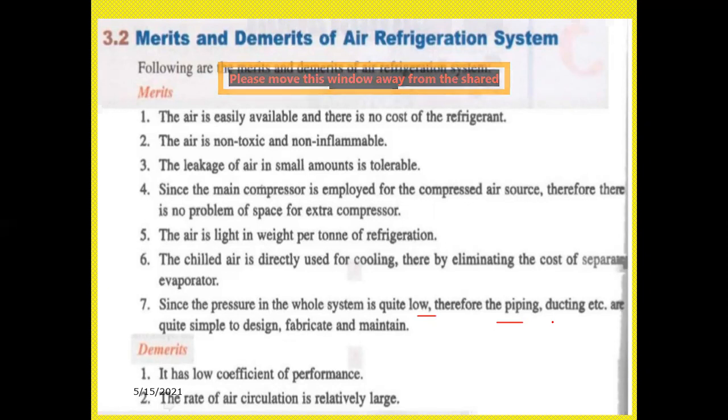Coming to the demerits of air refrigeration, it has a low coefficient of performance. So what are the demerits we have? It has a very low coefficient of performance.